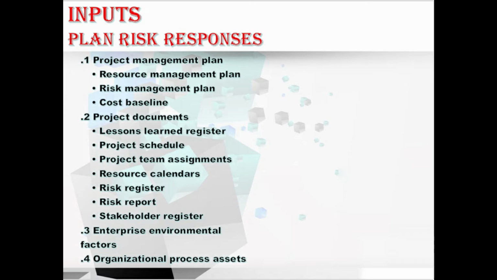Let's move to the next input, the enterprise environmental factors. It contains the risk appetite and the thresholds of key stakeholders. Hope you understood this. Moving to the organizational process assets. In the OPAs, we may have the templates for the risk management plan, risk register, and risk report. We can also use the historical database and the lessons learned repositories from similar projects.